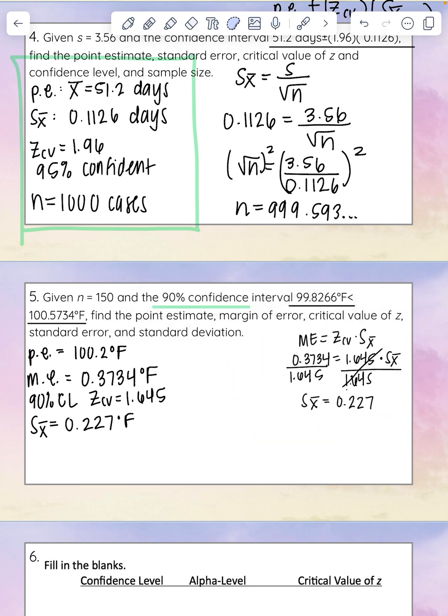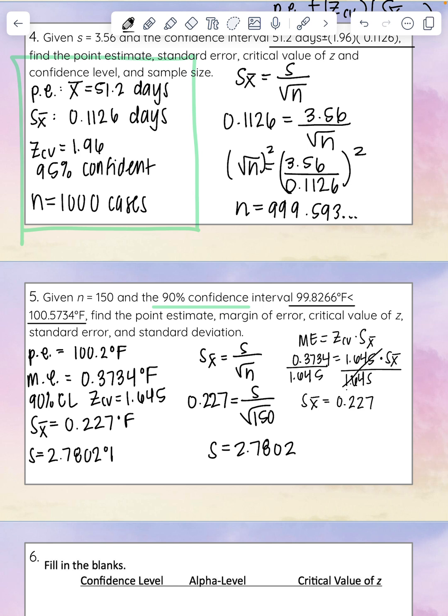Okay, last, standard deviation, well, that's in this formula. And let's see, n was 150, so I'm going to multiply 0.227 times the square root of 150. There we go, and that's everything.